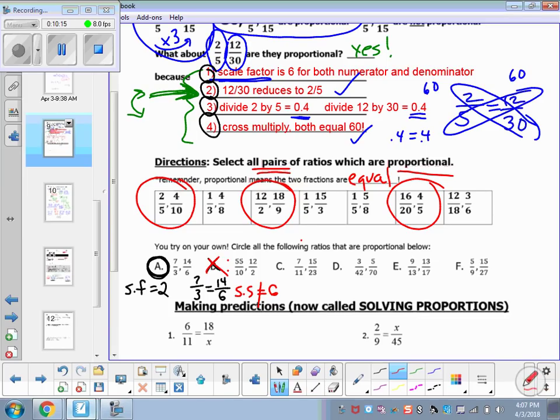All right, moving right along here. For C, I don't identify a scale factor, and so what I might recommend doing then is just reducing.